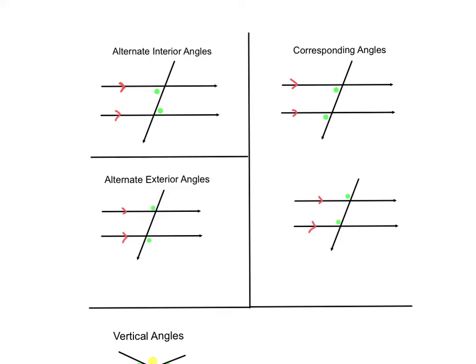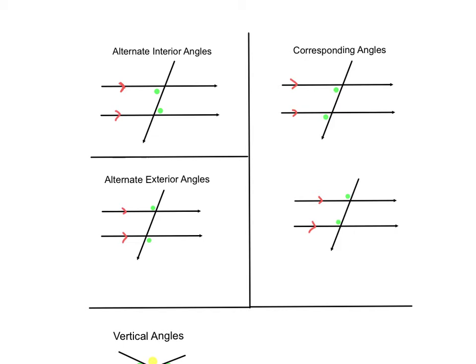In this video, we're going to take a look at the different angle pair relationships and how they relate to each other. In these first examples we're looking at, it's important to note that these lines are parallel, as indicated by the red arrows. So let's go ahead and look at this first angle pair relationship, alternate interior angles.